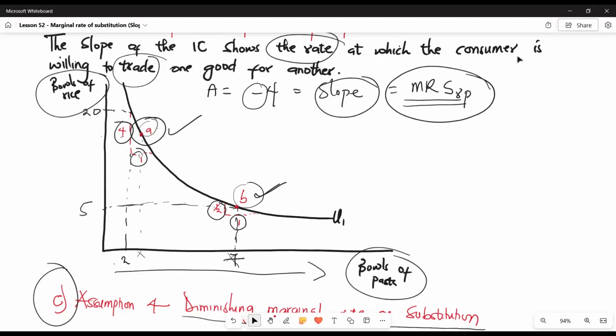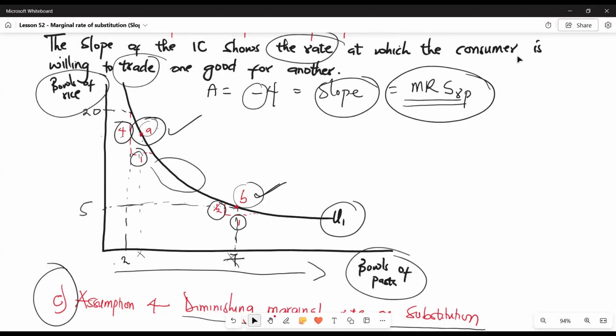The implication of this is that an indifference curve with a diminishing marginal rate of substitution is bowed inwards. If you look at this U1 curve, you can see that around this point, it's bowed inward. In mathematical terms, this is also called convex to the origin. We will look at this in detail in subsequent lessons.